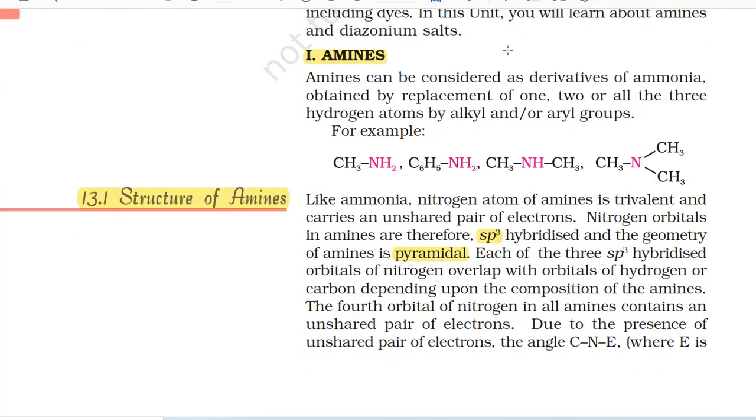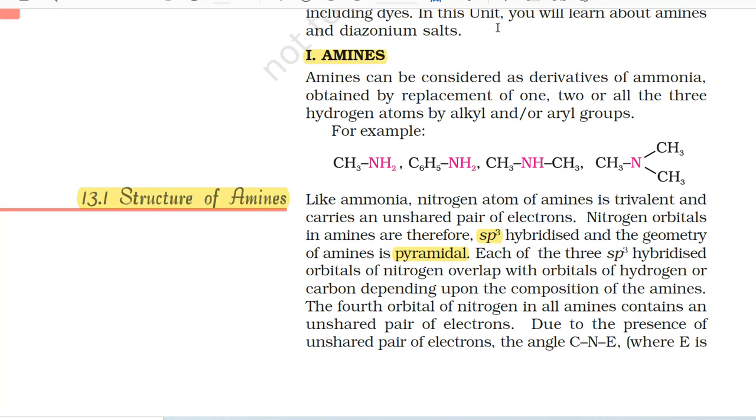First, amines. Amines can be considered as derivatives of ammonia obtained by replacement of one, two, or all three hydrogen atoms by alkyl and/or aryl groups. For example, CH3NH2, C6H5NH2, CH3NHCH3, CH3NCH3CH3.